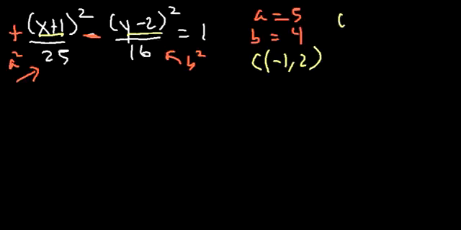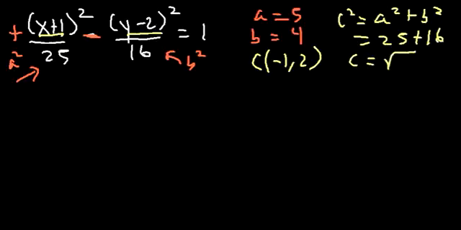To find the foci, c squared is equal to a squared plus b squared. So a squared is 25, b squared is 16. So that's 41, so c is the square root of 41.